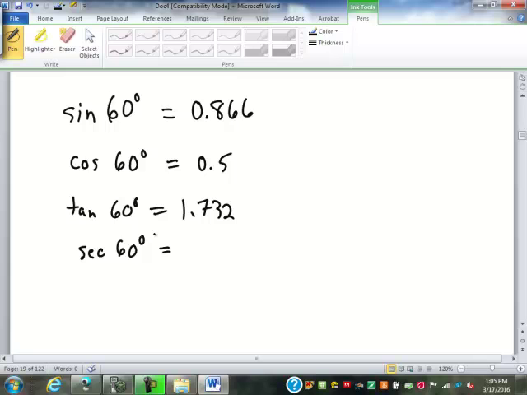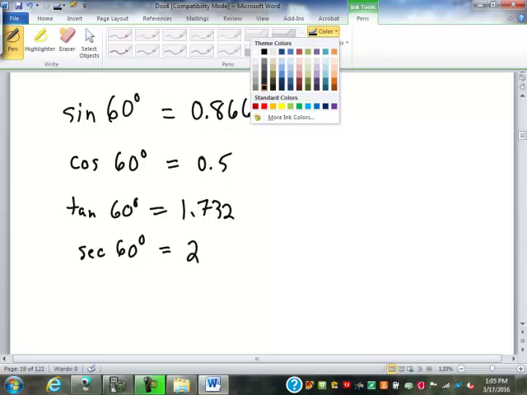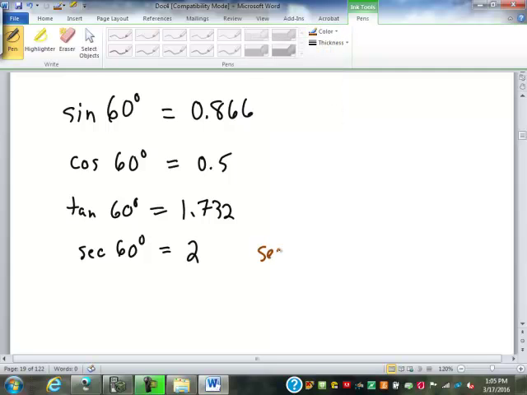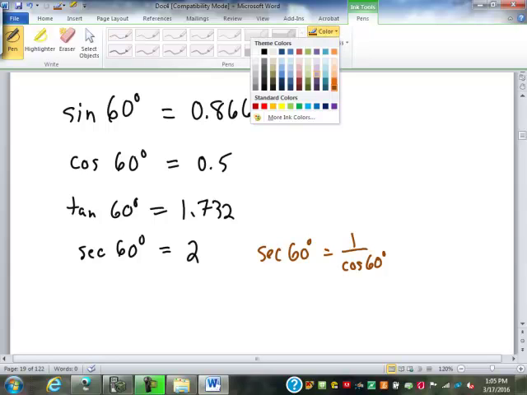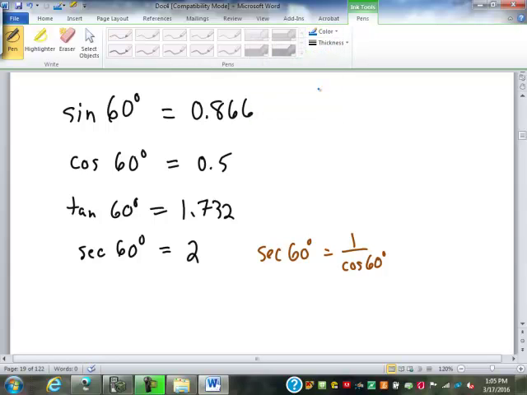How about secant of 60 degrees? Your calculator doesn't have a secant button, does it? Well, we know that the secant of an angle is equal to the reciprocal of the cosine of that angle, correct? Now, you could just do 1 divided by the cosine of 60. It will give you the right answer. But we're going to do a fancy way of doing it because eventually we're going to have to do inverse functions. So the way we're going to do this is you're going to do the cosine of 60.